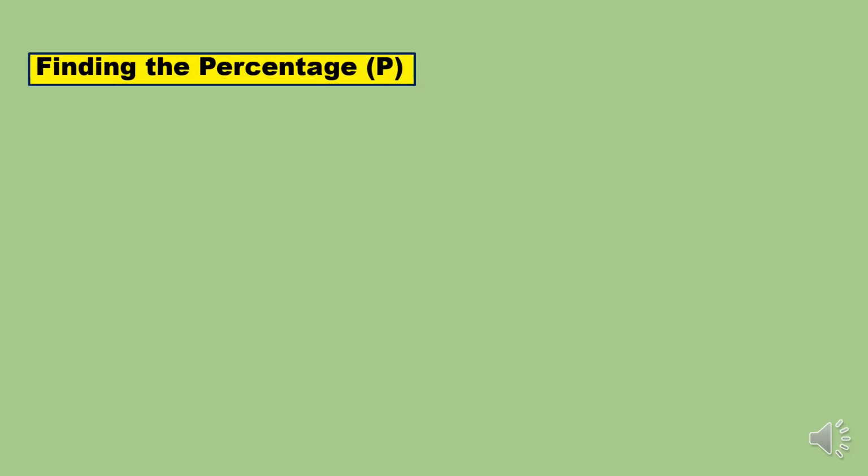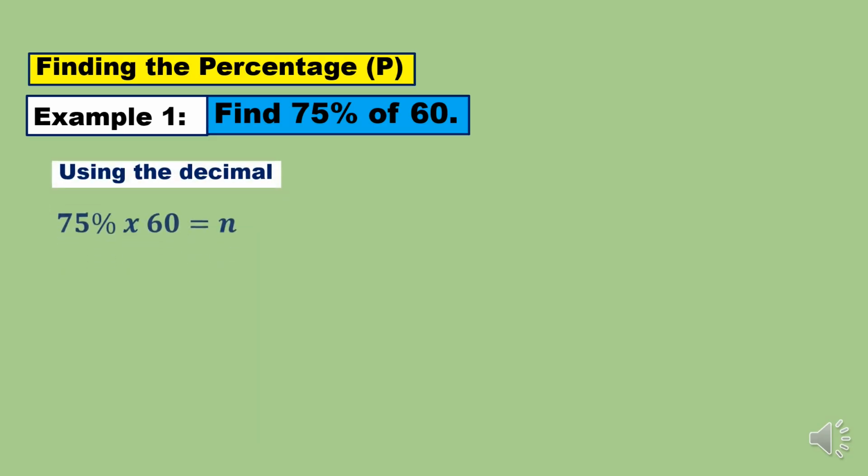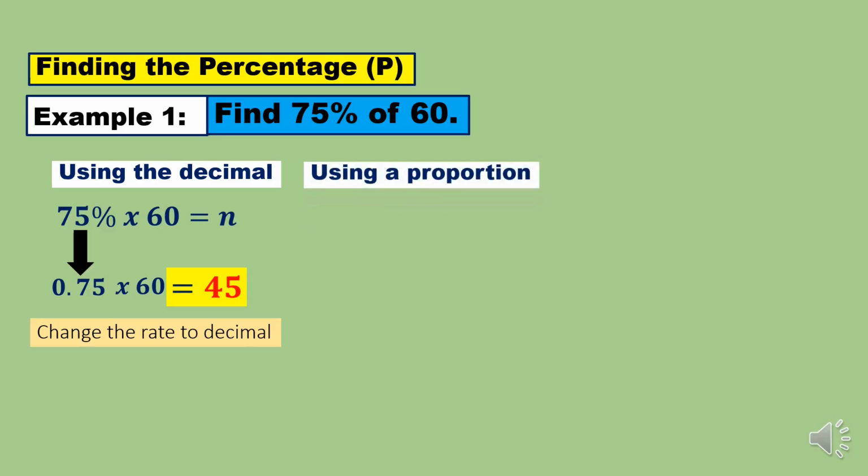Finding the percentage. Paano nga ba pagkuha ng percentage? Halimbawa, find 75% of 60. Using the decimal, 75% times 60 equals n. So what is n? Change the rate to decimal. 75%, that is 0.75 or 75 hundredths, times 60 equals 45. So n is 45.